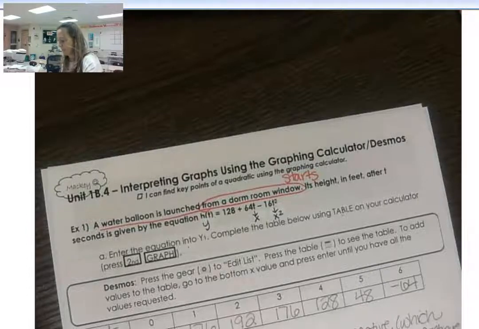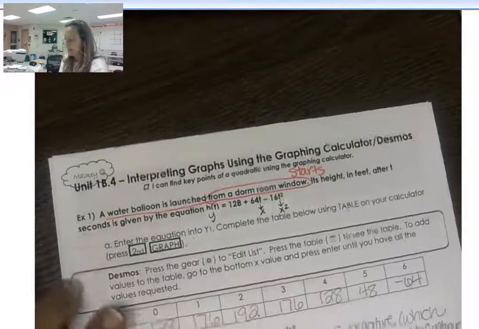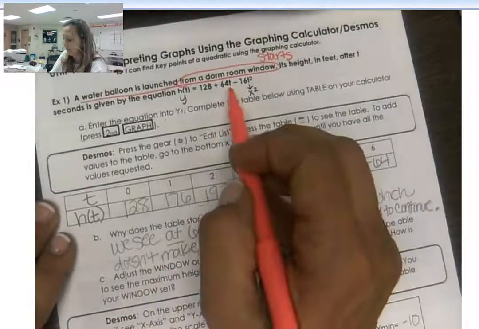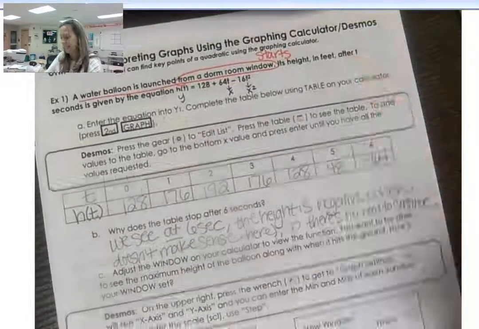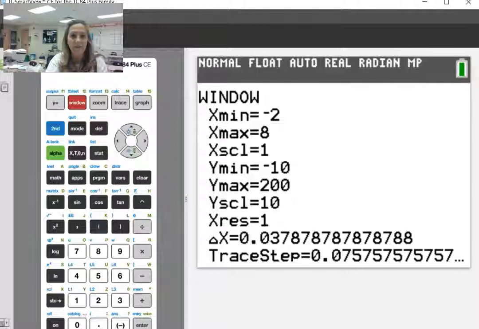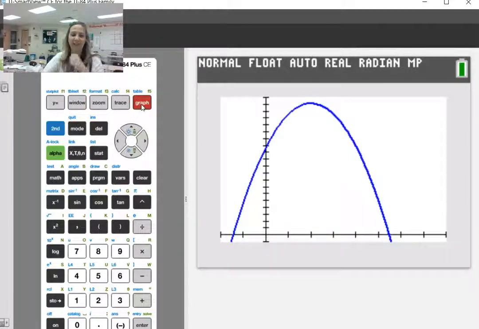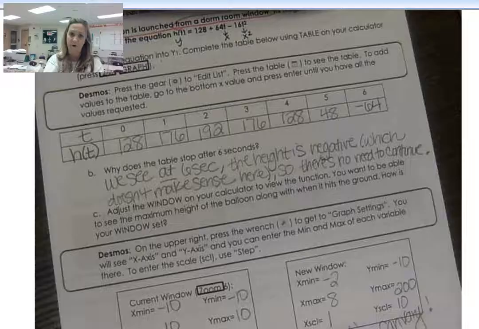And oftentimes we say that things start when the time is 0. And if we put 0 into t, then we see that that's going to be 128. We see in the table that it's at 128. If we look at our graph, then you can press graph to look at the graph. Notice I went by 10s, 10, 20, 30, 40, 50, 60, 70, 80, 90, 100, 110, 120. So it's between 120 and 130. You can see on the graph that's where that value of t was going to be 0.